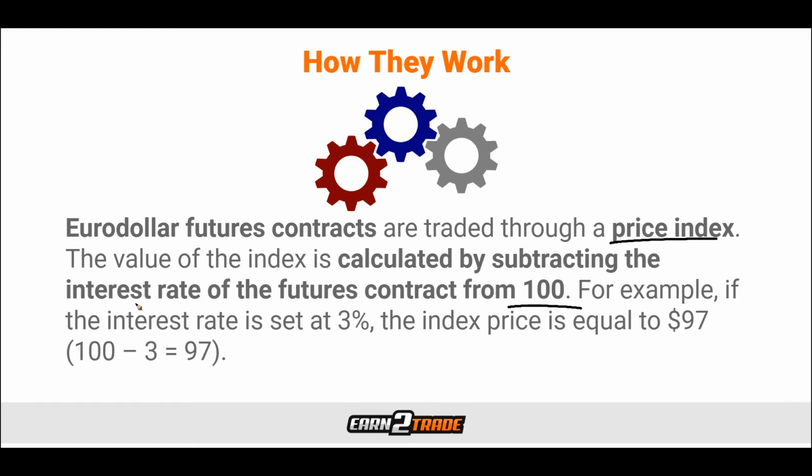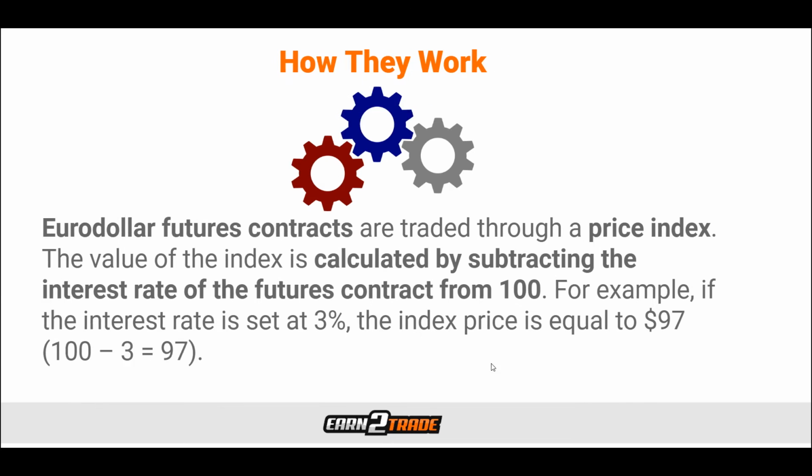Once again, the value is calculated by subtracting the interest rate of the futures contract from 100. So an example of this would be if the interest rate is set at, say, 3%, the index price is equal to 97 because 100 minus 3 equals 97. The Eurodollar futures contract's price has an inverse relationship with interest rates. When they go down, the contract's price rises and vice versa. So to summarize how the Eurodollar futures work, we could say that they represent the 3-month LIBOR for a deposit with a value of $1 million held in international banks that is anticipated on the contract's settlement date.